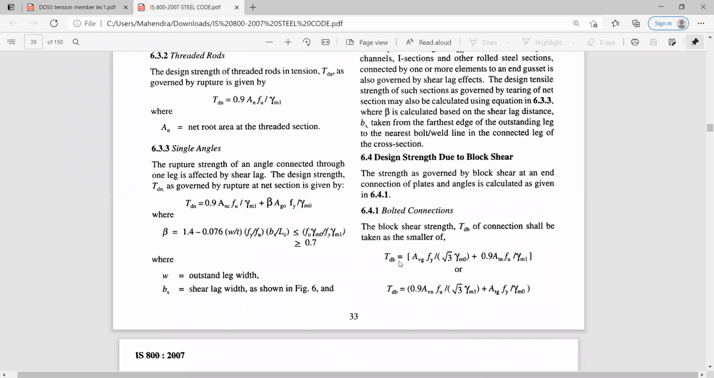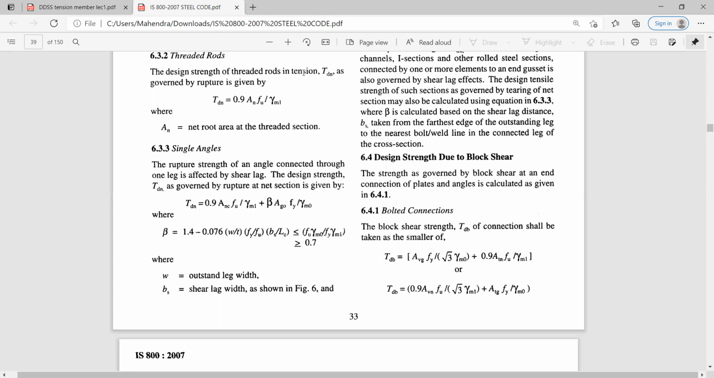This one: TDB equals AVG into FY upon root 3 into gamma M0 plus 0.9 ATN into FU upon gamma M1. This is in clause number 6.4.1 of your IS code. Strength due to block shear, TDB, has two formulas. The second formula is 0.9 AVN into FU upon root 3 into gamma M1 plus ATG into FY upon gamma M0.